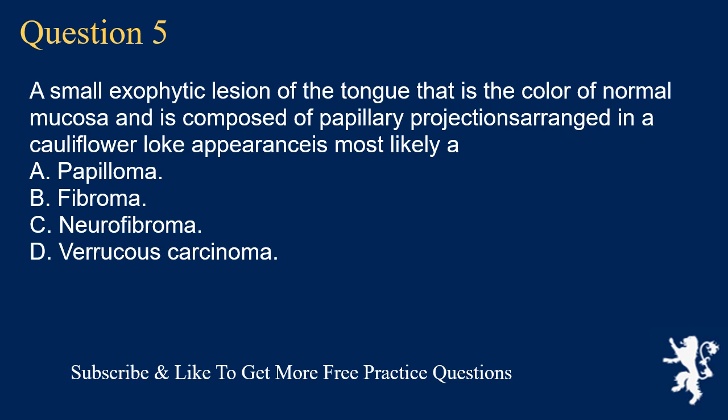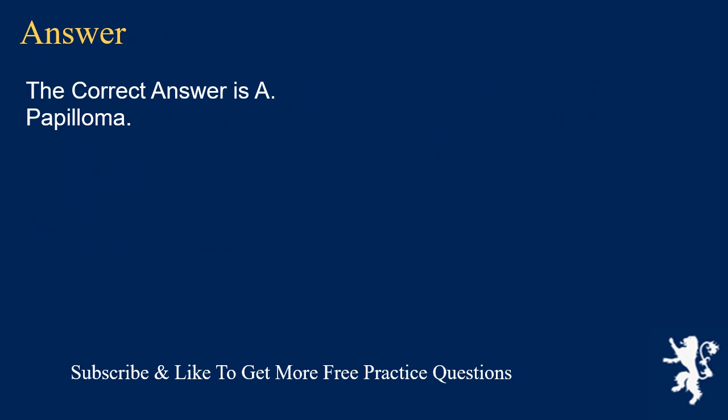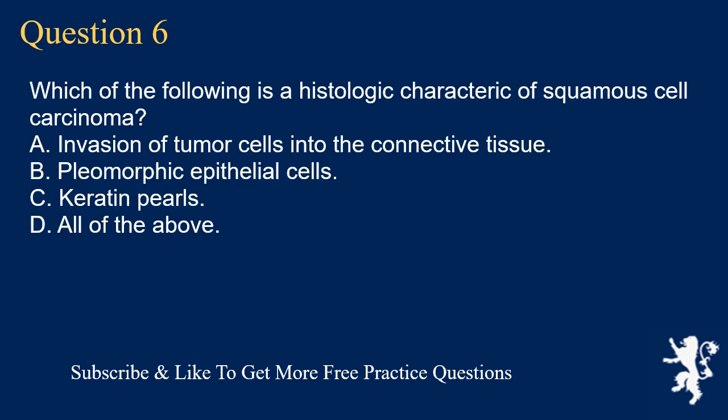Question 5. A small exophytic lesion of the tongue that is the color of normal mucosa and is composed of papillary projections arranged in a cauliflower-like appearance is most likely A. Papilloma. B. Fibroma. C. Neurofibroma. D. Verrucous carcinoma. The correct answer is A. Papilloma.